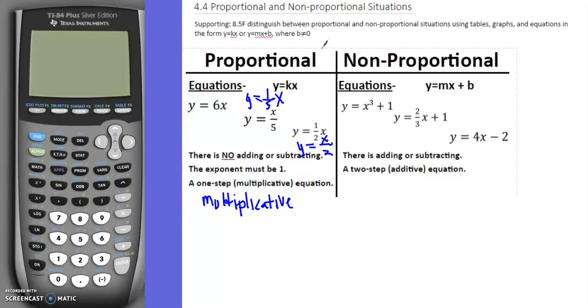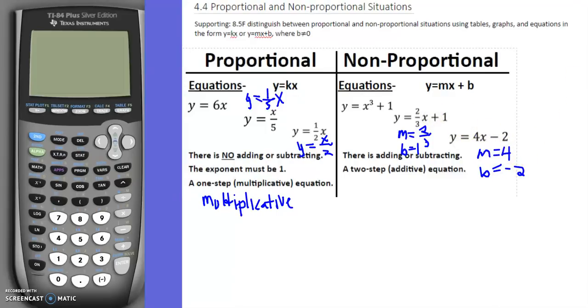Non-proportional relationships are when you have a y equals mx plus b format. So we have y equals x cubed plus 1, we have y equals 2/3 x plus 1, and y equals 4x minus 2. In this particular case, our m is 2/3, our b is 1. Here our m is 4, our b is -2. These are both linear relationships.